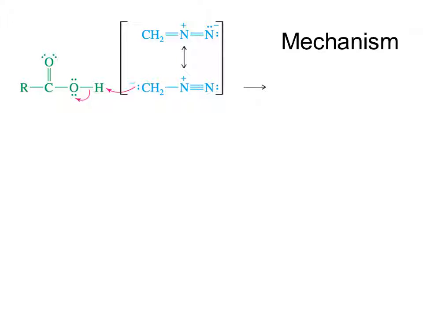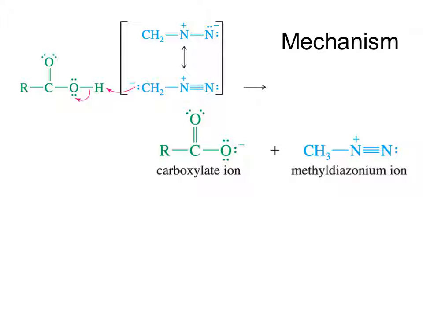Mechanism, this first step is resonance forms of diazomethane. For the first part, you really need to know that if you see a CH2- or any type of anion, it's going to act as a strong base. Remember, we're also starting with a carboxylic acid, so that proton is going to be easy to take off. At that point, you generate your carboxylate anion.